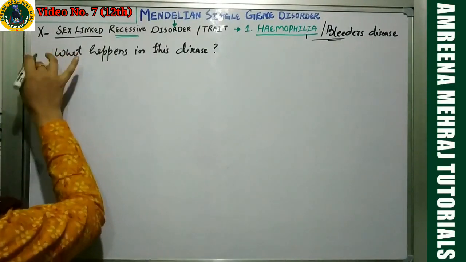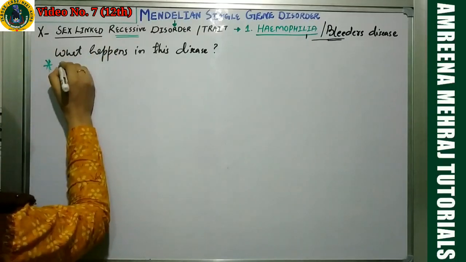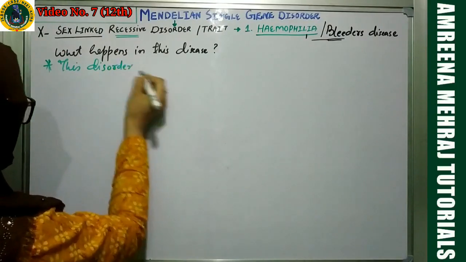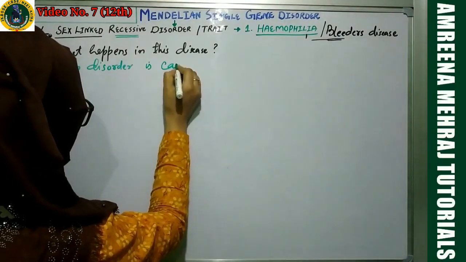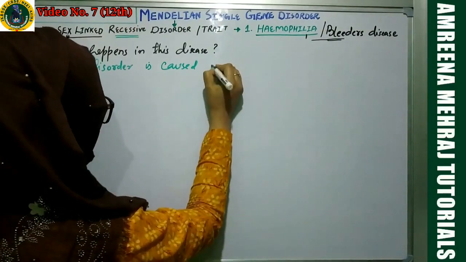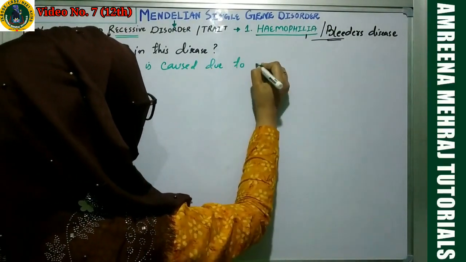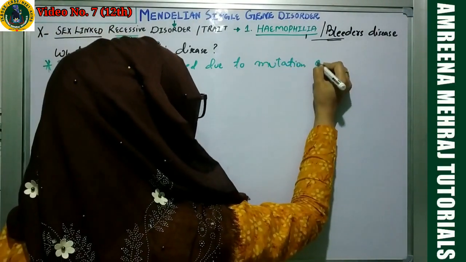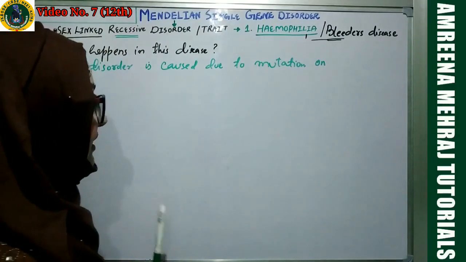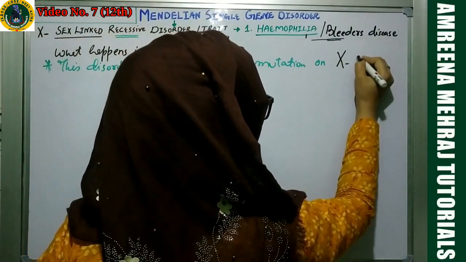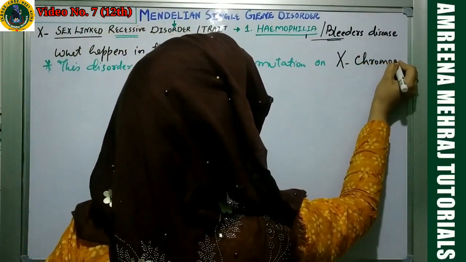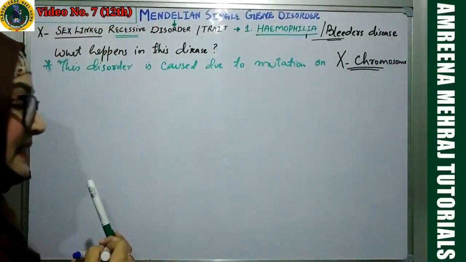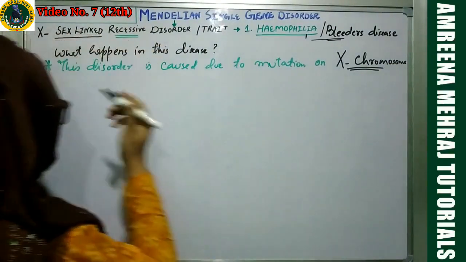That's very, very important. So I will quote down this sentence: this disorder is caused due to mutation on X chromosome. Very important, which chromosome is involved? I have told you in the beginning also. Mutation on X chromosome. That means you have to now critically think.